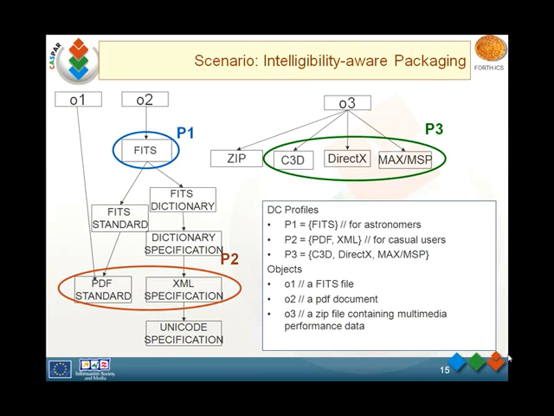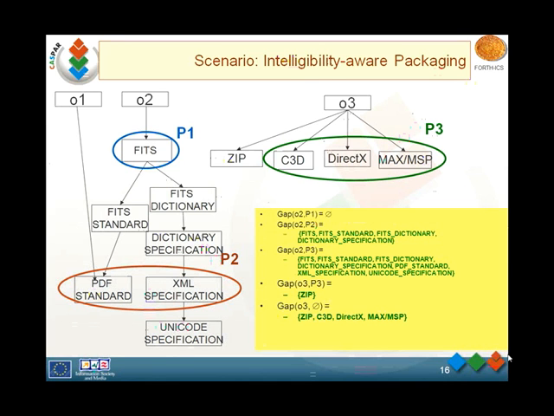Here we can see a less symbolic example of modules, dependencies and designated community profiles. More specifically, we can see three digital objects: the object O1, which is a FITS file, the object O2, which is a PDF document, and the object O3, which is a zip file containing multimedia performance data. Moreover, we have defined three designated community profiles: the profile P1 in blue, which is used for astronomers, the profile P2 in red, which is used for casual users, and the profile P3 in green, which is used for multimedia users. And here we can see the gaps between objects and various profiles.